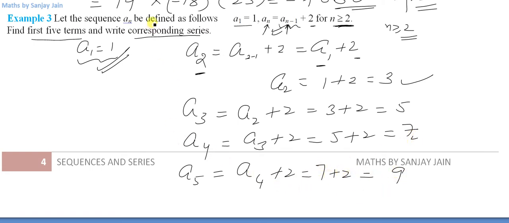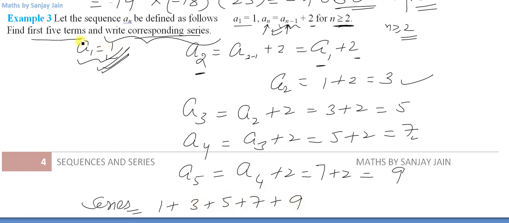I want to write the corresponding series. So how do I write a series? The series is written like this, these terms separated with plus signs. So I'll write 1 plus 3 plus 5 plus 7 plus 9. This is what I need to write, right? Only the first 5 terms and the corresponding series. So I can write dot dot dot because this will go on like this, and it is defined for n greater than or equal to 2. So this is the corresponding series.